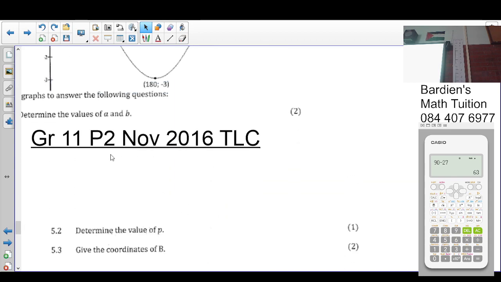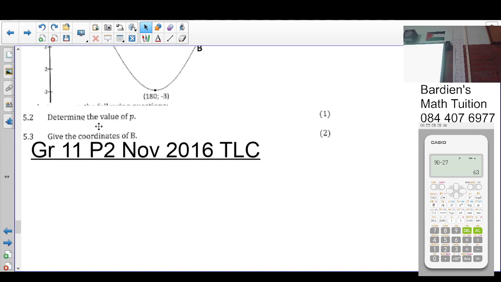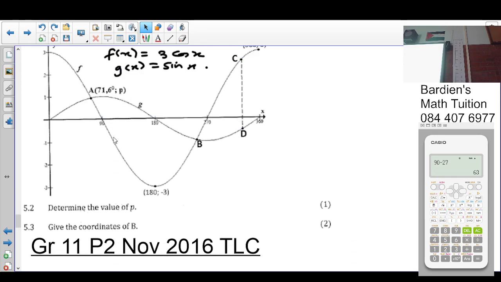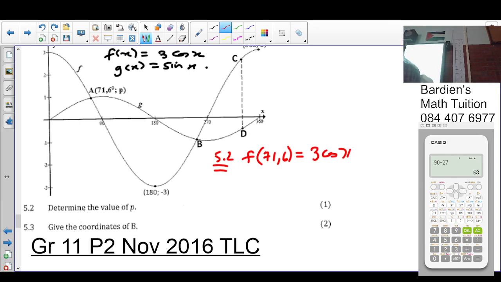Let's look at the next question. They want to know, determine the value of p. So as you can see here, p is at the point of intersection. So you can either substitute this x value into the f graph or into the g graph. So f of 71.6 is equal to 3 cos 71.6. You give an answer of? 0.9.